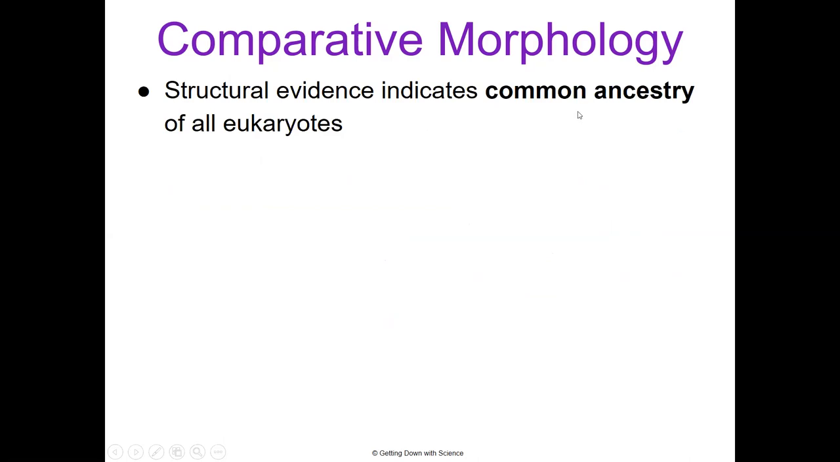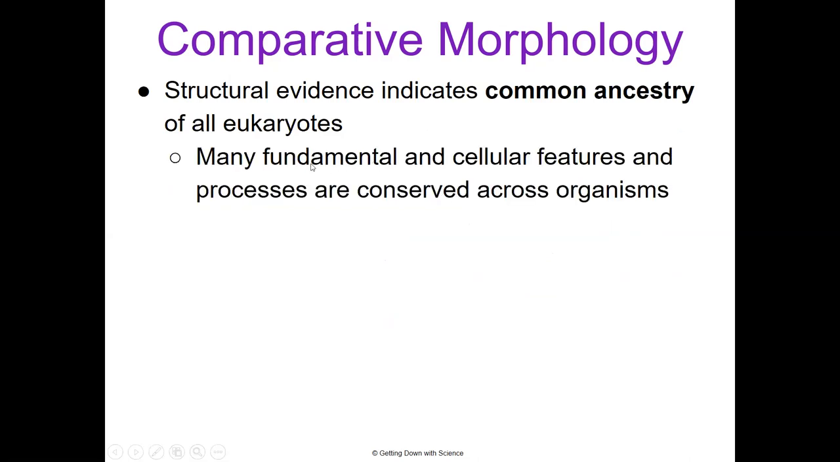Structural evidences are what we use to indicate common ancestry for all of our different eukaryotes. So we found that in terms of the fundamental and cellular features, the processes are conserved. Think about when we were talking just about cells, and a lot of the behaviors and processes and structures and things about cells: it didn't matter if it was a plant or an animal or a fungus or an insect, it really didn't matter. That suggests that at some point there was a common ancestor to all of them.